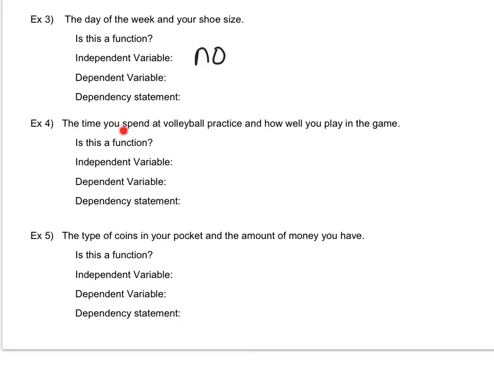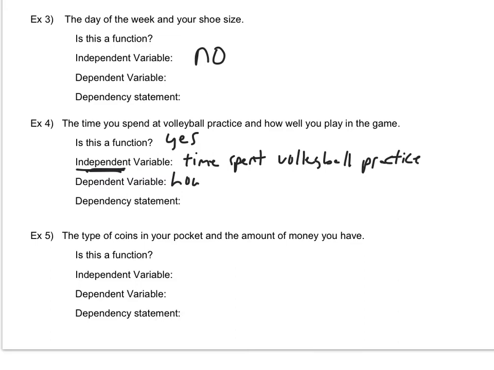So write that down, the time you spend at volleyball practice and how well you play in the game. Would that be a function? I would say yes. And the independent variable is the cause. So the time you spend on volleyball, that's what I would put as the independent, time spent volleyball practice. Just summarize. And then the dependent is going to be how well you play at the game. It is dependent on your practice time.